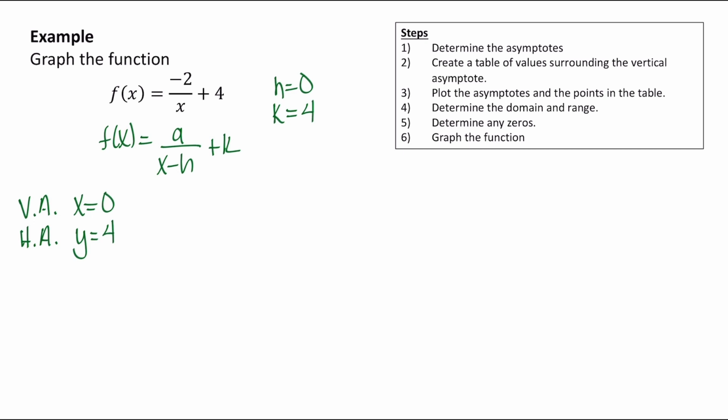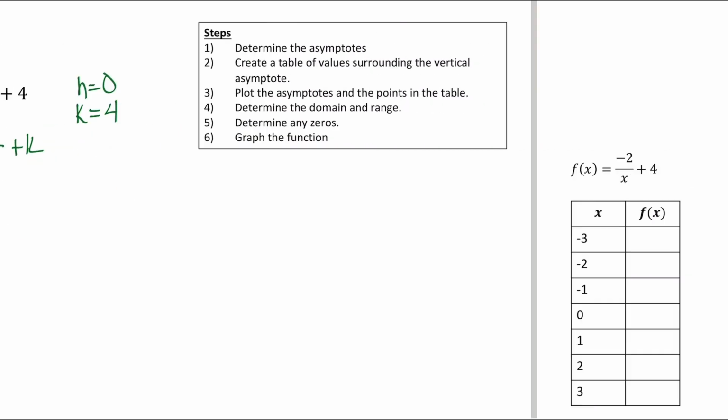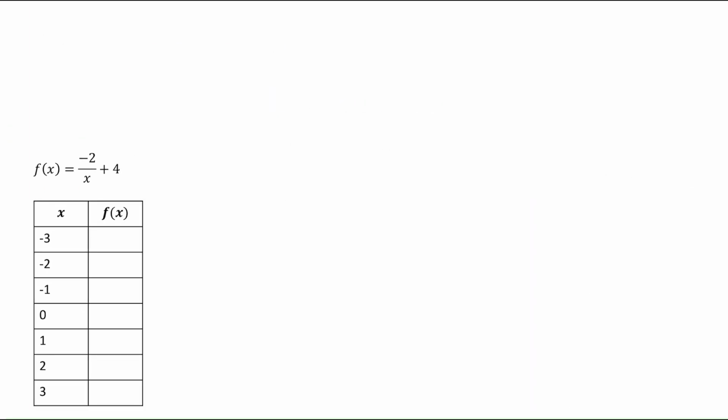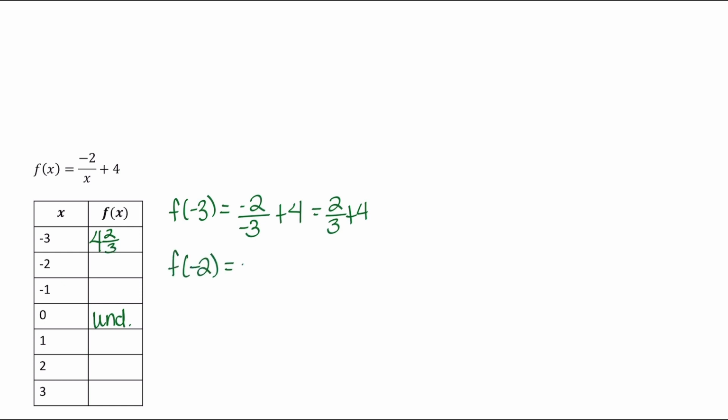So we're going to create a table of values around x equals 0 to figure out the points that are on this function. So at x equals 0, I know that my function is going to be undefined. Now let's figure out these other points. So I have f of -3. So I have -2 over -3, plus 4. So that is going to give me 2/3 plus 4. So that is going to be 4 2/3. Then I have f of -2. So that's -2 over -2, plus 4, which is 1 plus 4, which is 5.